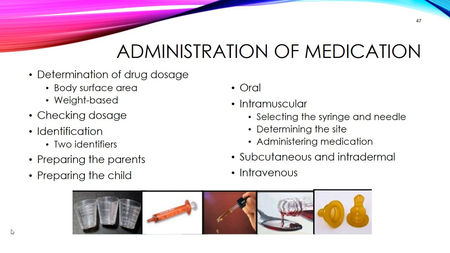Just like with everything else, you want to make sure you're using your 2 patient identifiers. You want to make sure you're letting the parents and the child know what's going on. All those same things we do in the adult population. Make sure that you're thinking about their liver and their kidney function, especially in your infants. Their liver and kidney function is going to be diminished because they're not mature yet. So they might have some problems with elimination and excretion of those meds.